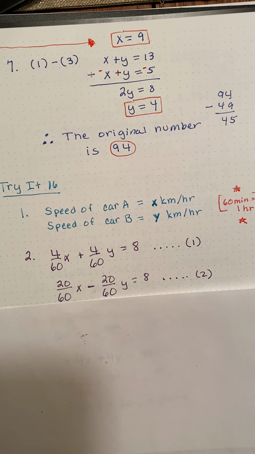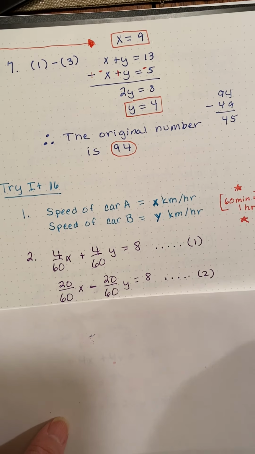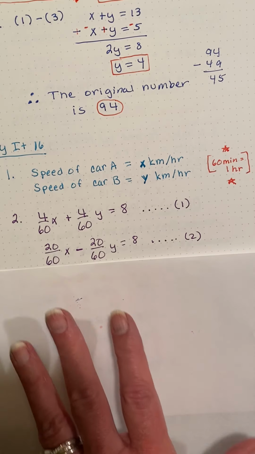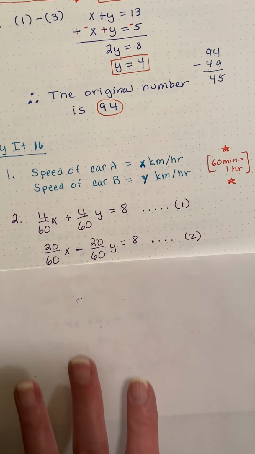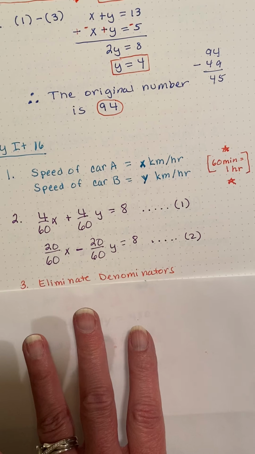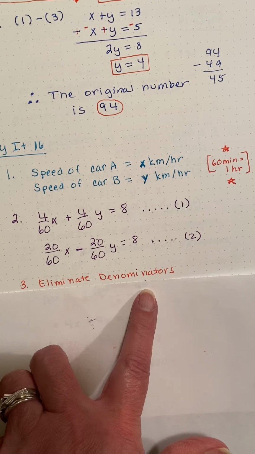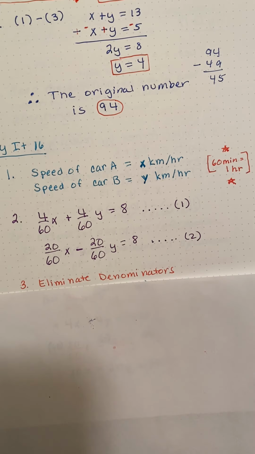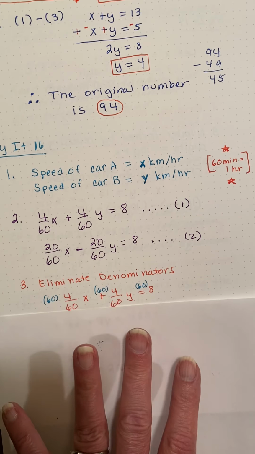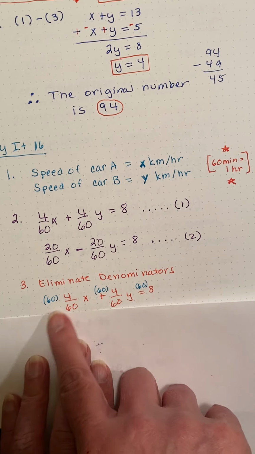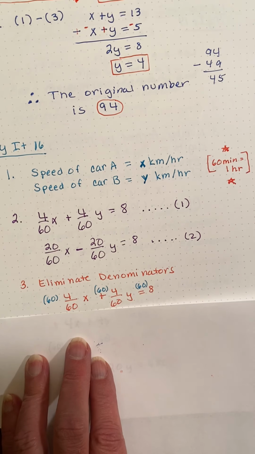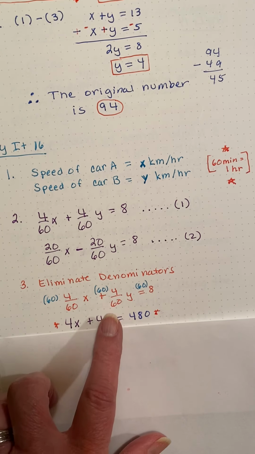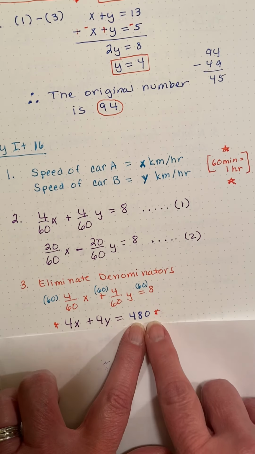Again, I haven't done anything with the fractions at this point. I will eventually, but at this point I thought I'm just going to leave well enough alone. So number 3, now it's time to eliminate the denominators. I'm just going to take my first equation, multiply through by 60 to get rid of it, and then I will be left with 4x plus 4y equals 480.